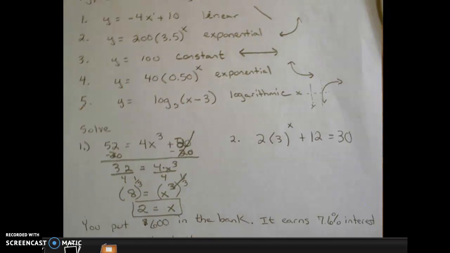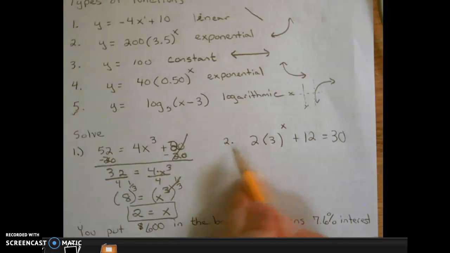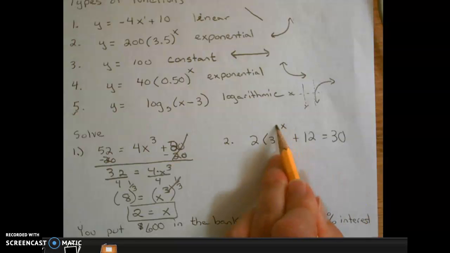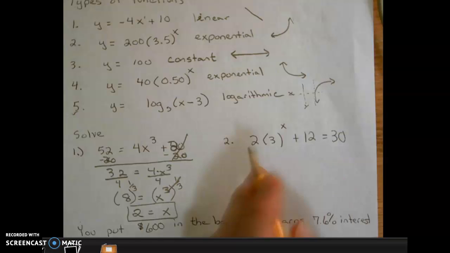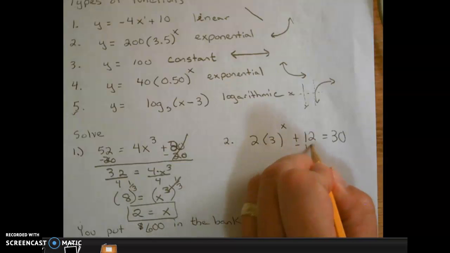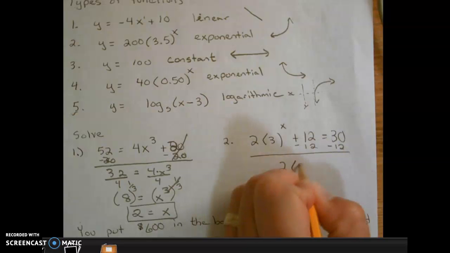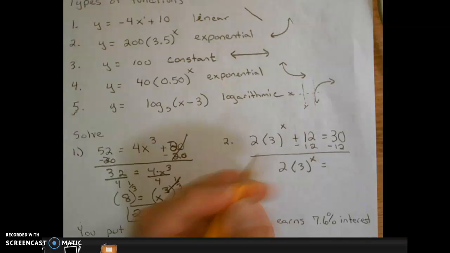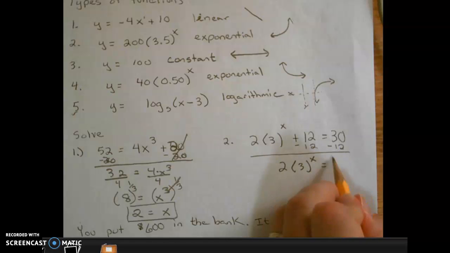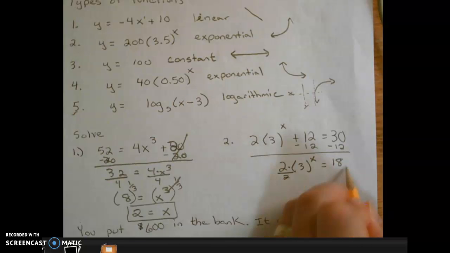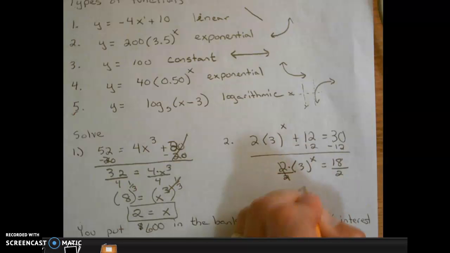All right, moving on to number 2. Again, so this is exponential. Notice the x is in the exponent. And to solve this, we're going to undo GEMDOS. So we're going to undo the adding and subtracting first. And 18. Then we want to undo multiplication with division.